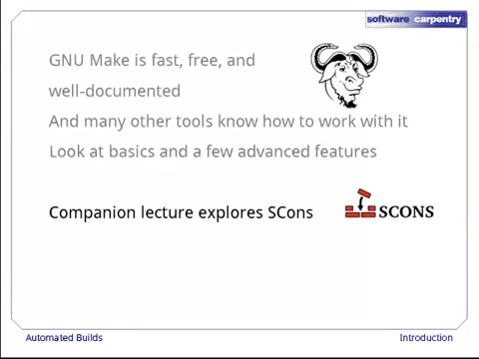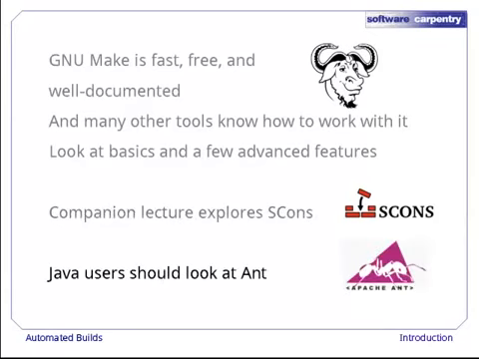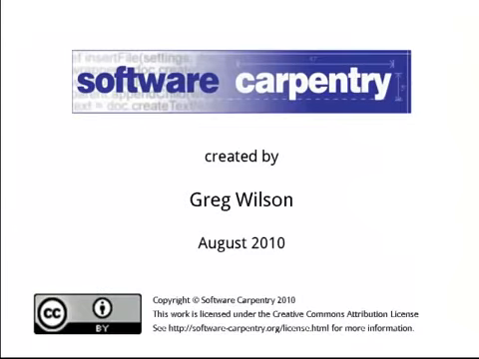A companion lecture to this one explores a newer build manager called SCons. It is more powerful and more flexible than Make, but isn't nearly as widely used, at least not yet. And Java users should also look at Apache Ant, the standard build manager for Java. It hides many of the platform-specific details that bedevil Make, but requires users to write XML files to get things done. And now, on to Make.